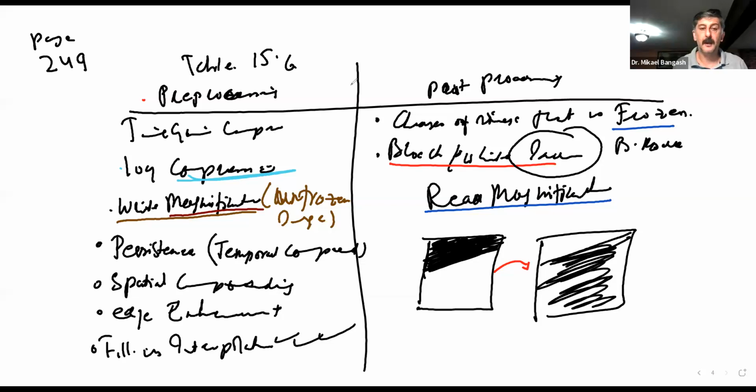Now some of you may ask, what is the benefit of that? The main benefit is that if there is something in the dark area that you would like to see, you can make the dark area light, and it will become more clearly visible.